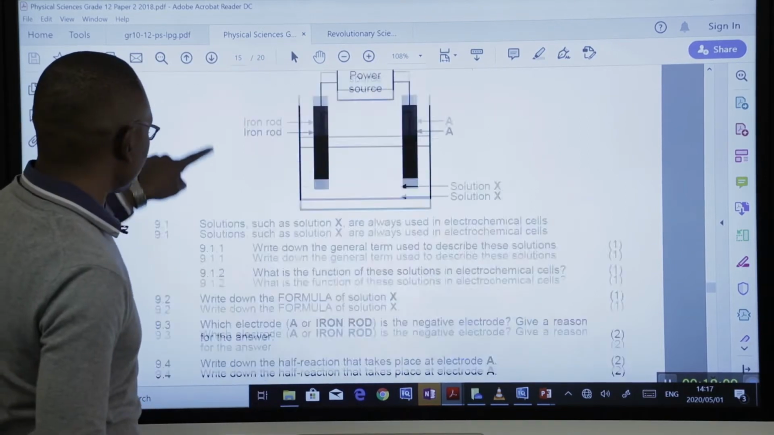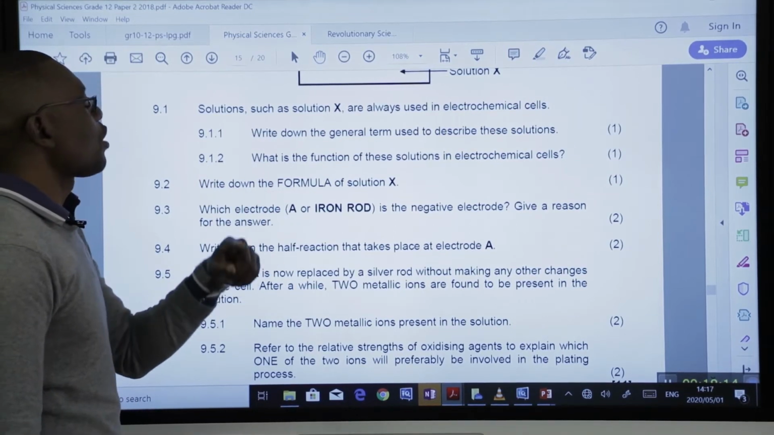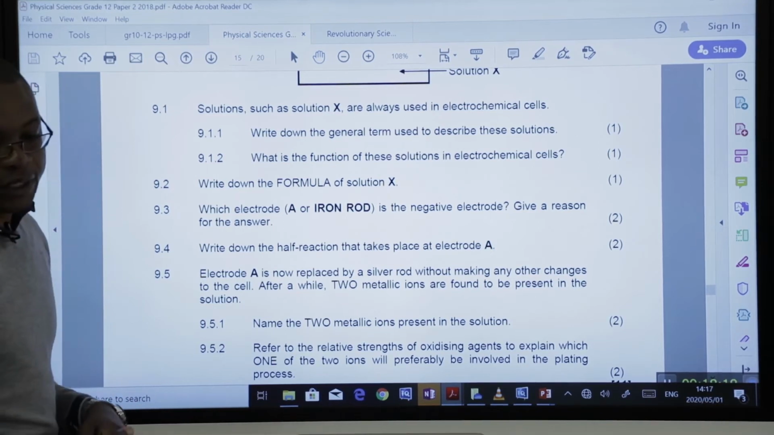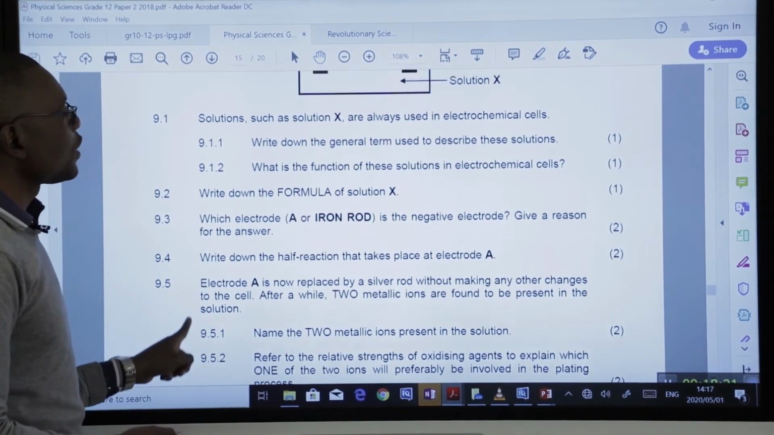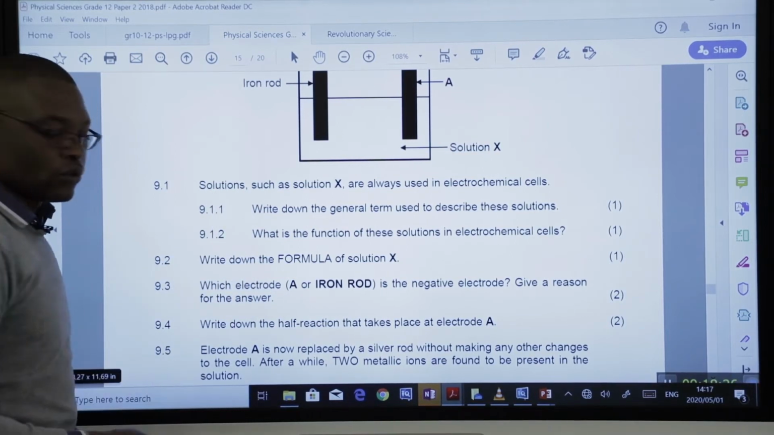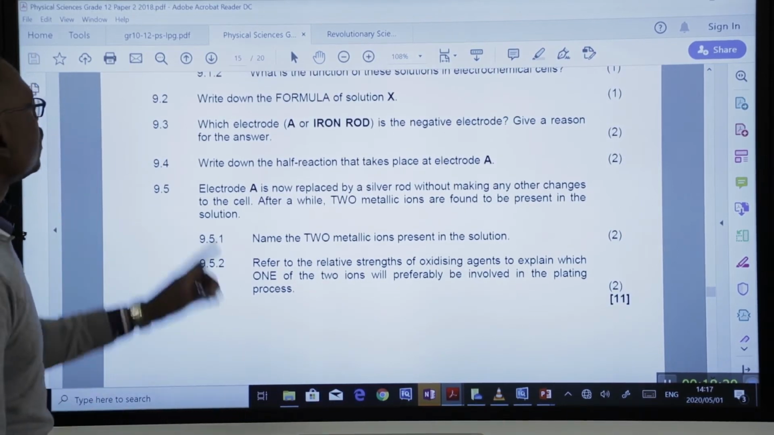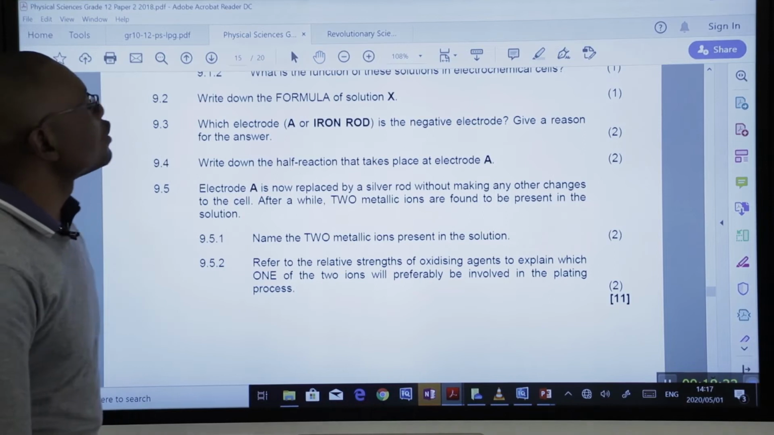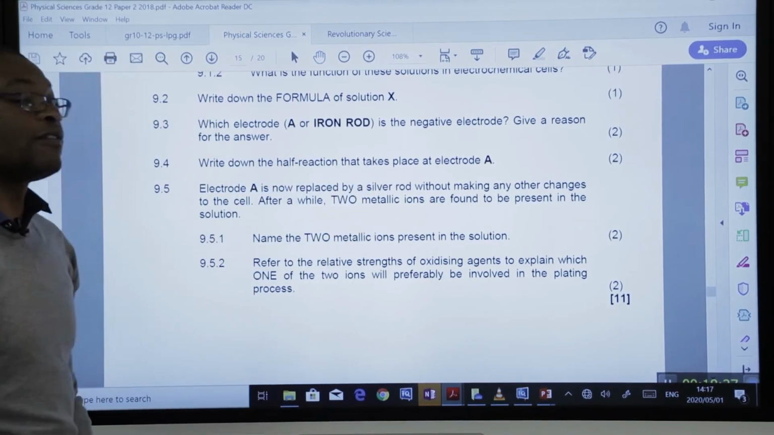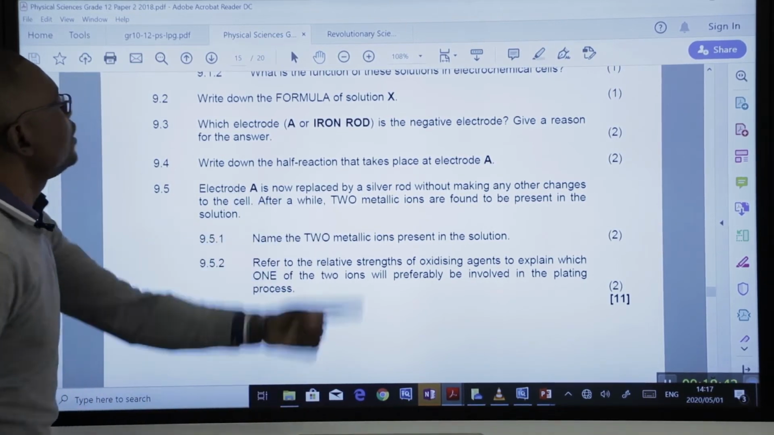So to answer this question, which says which electrode, A or the iron rod, is the negative electrode, we are saying it is the iron rod. Why? Because reduction is taking place on the iron rod. Okay, and then question 4. This is for 2 marks. 1 mark is for identifying which electrode, and another mark is for giving the reason why that is happening.